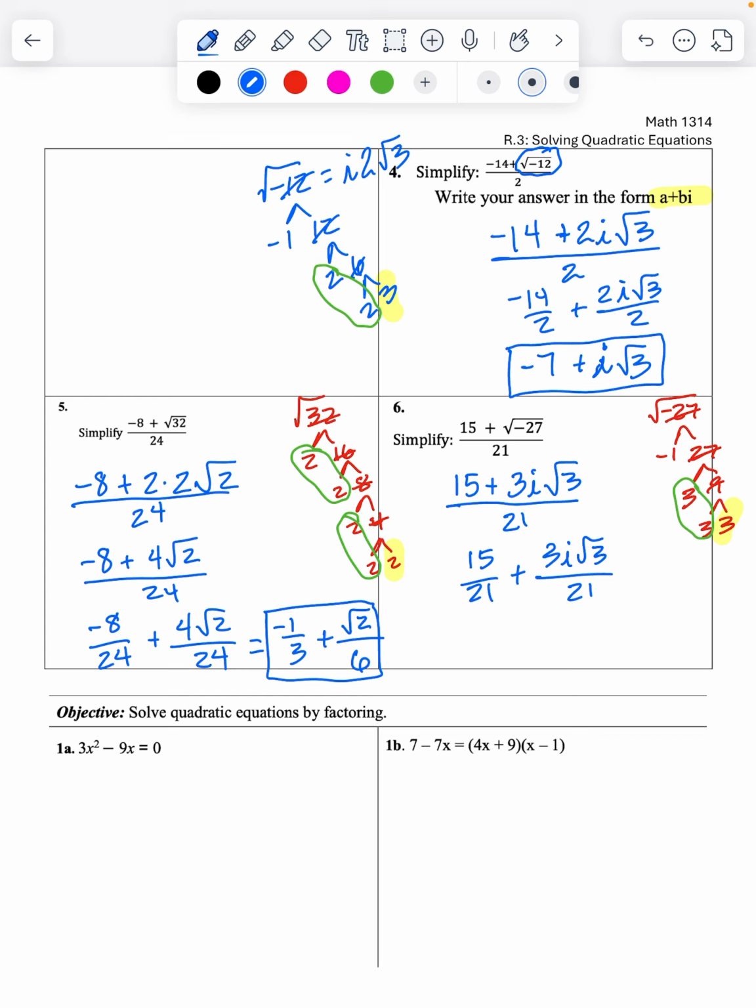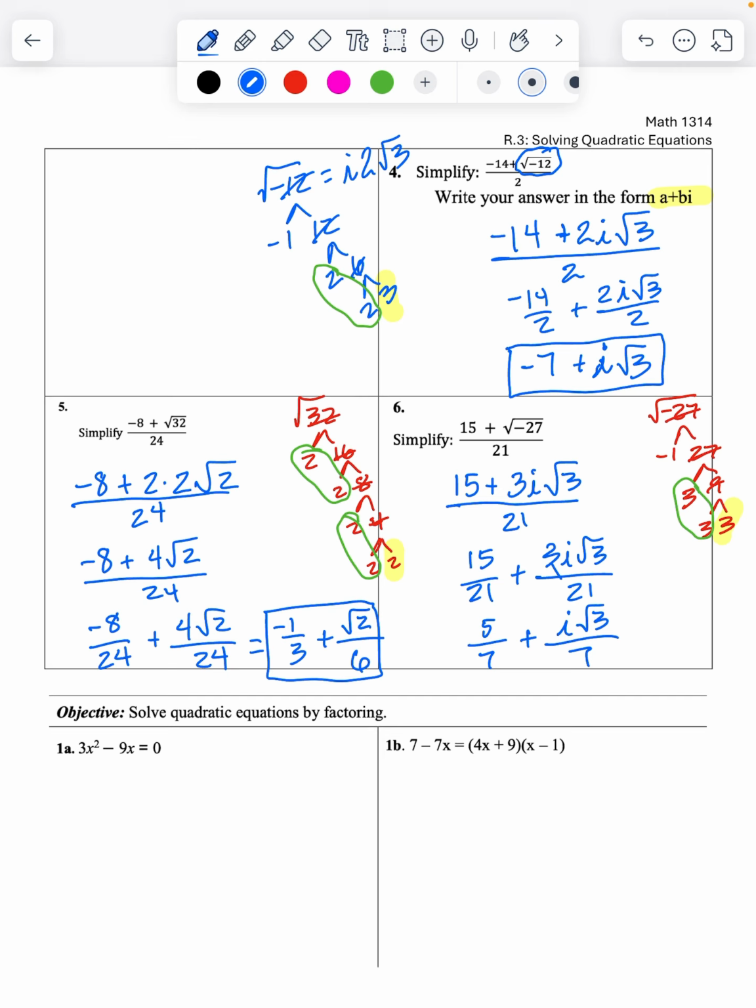15 over 21, those are both divisible by 3. So 15 divided by 3 will be 5, and 21 divided by 3 will be 7, plus 3i times the square root of 3. The outside number 3 on top, simplifying with the denominator 21, will become 1i times the square root of 3. Again, you can write the 1 on the outside, but you don't have to, over 7.